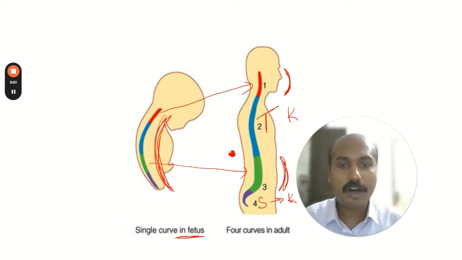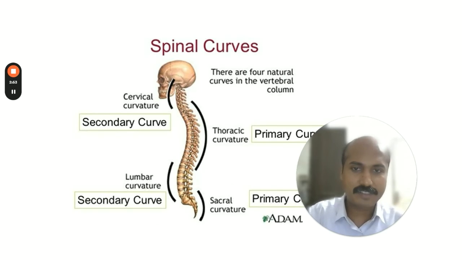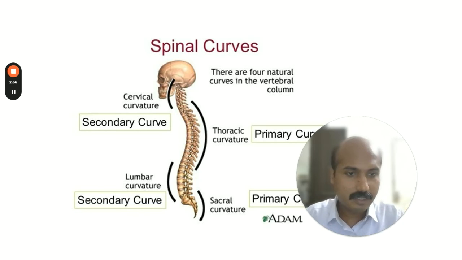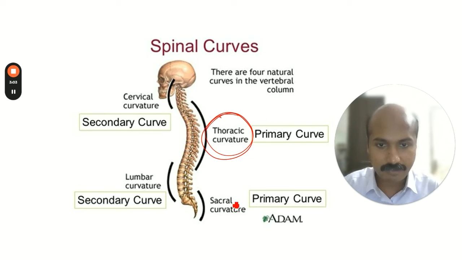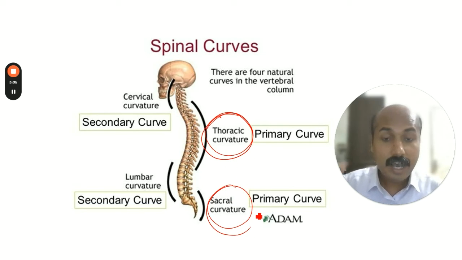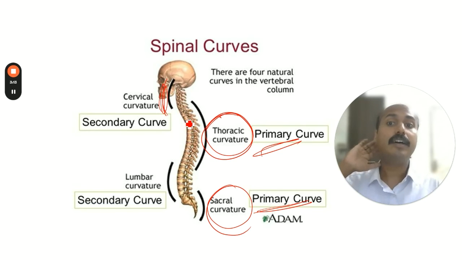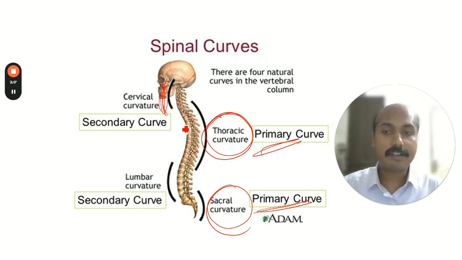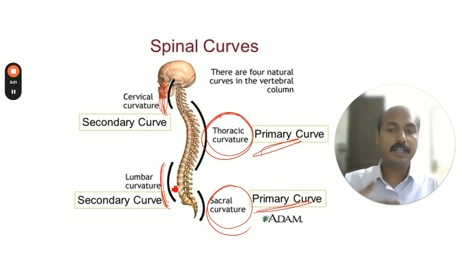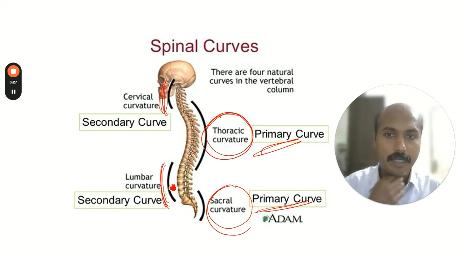So those two are called the primary curvatures. Let us have a look at this classification. The thoracic curvature and the sacral curvature are actually fetal curvatures, so they are called primary curves. And the cervical curvature basically develops when the child learns to hold the head. That is when the cervical curvature develops. Then the lumbar curvature is what develops when the child starts to be erect. That is the point where you have the lumbar curvature.